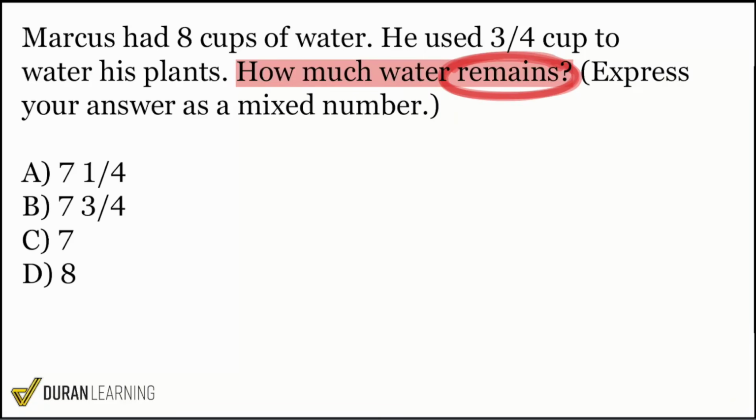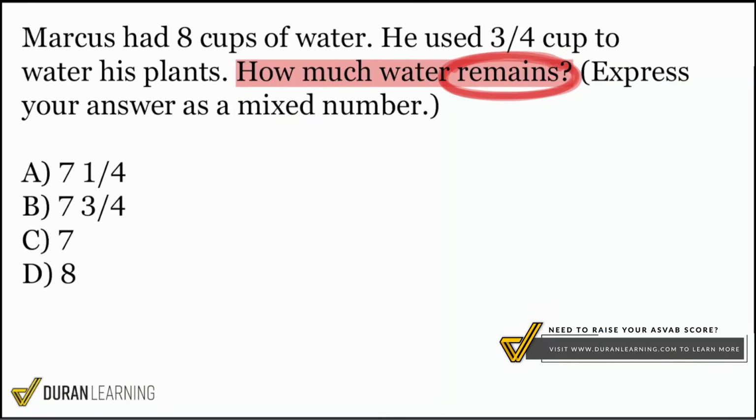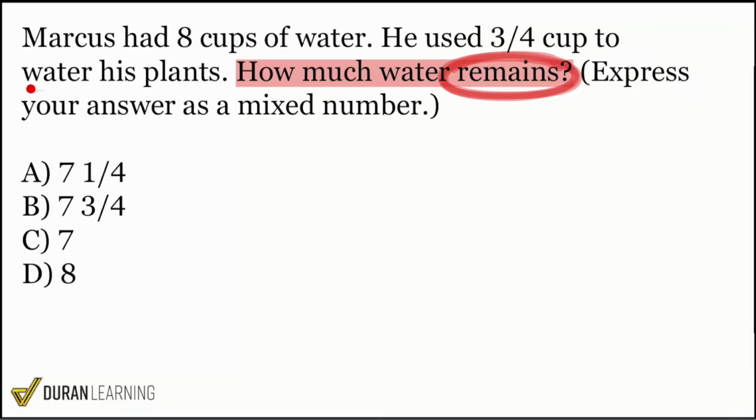So when we write that out or we think about it, we're trying to subtract how much water we had in the beginning from how much water we perhaps used. And so when we check things out, here's what we have. Marcus had 8 cups of water, and he used 3/4 of a cup of water to water his plants. Okay, sounds good. So here's what it sounds like we need to do.